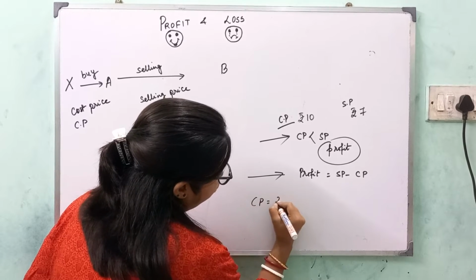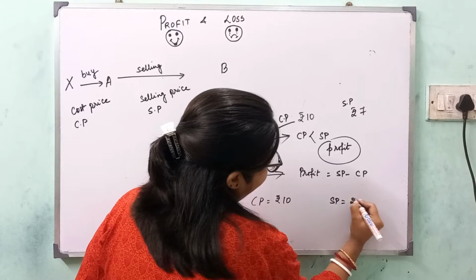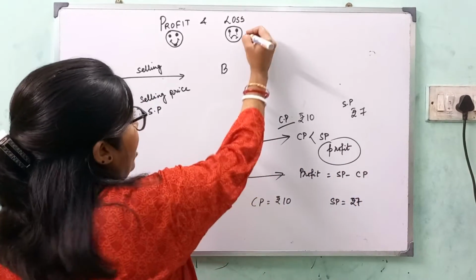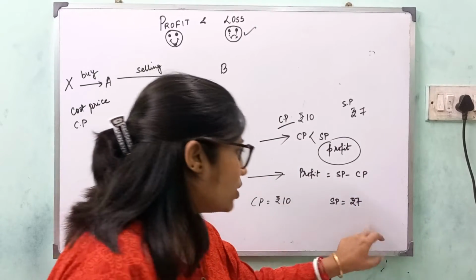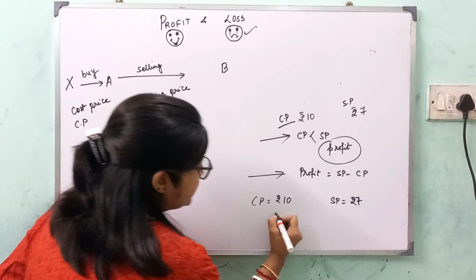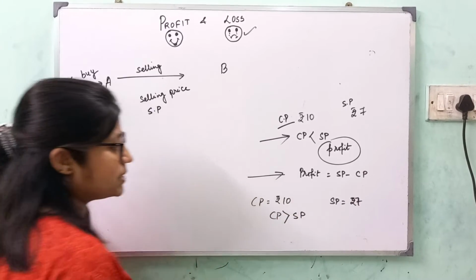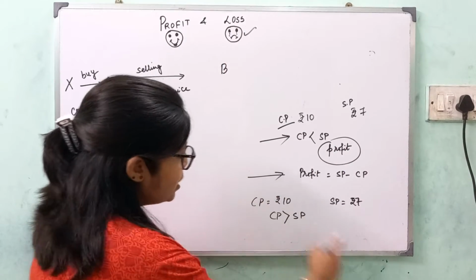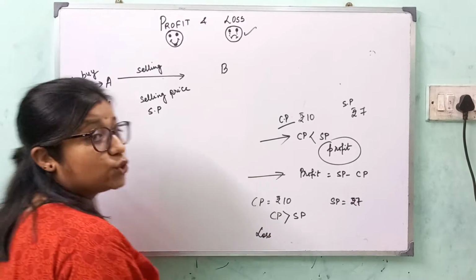Your cost price was rupees 10, and your friend, who is very wise, is buying it from you at rupees 7. So there you have a sorrow face, because you have bought it for rupees 10 and you are selling it for rupees 7, meaning you are selling it at a lesser price. So you can see over here your cost price is more than the selling price. That is, you have a gloomy and a sad face for that. Okay, so you can see this is the condition which gives rise to loss.